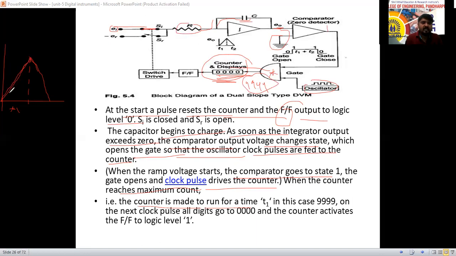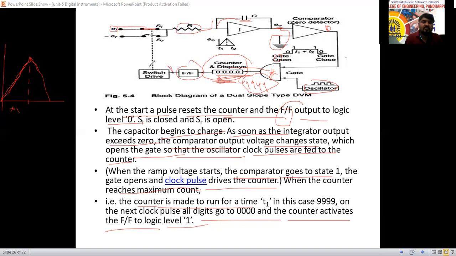On that condition, the comparator is 1, that is nothing but it opens the gate. At the next clock pulse, the counter goes to 0, 0, 0 and activates the flip-flop logic to 1. So the counter is giving the T1 operation. When it reaches 0, it is going to close this, and on that condition the output count will be 0, so the flip-flop logic will become 1.